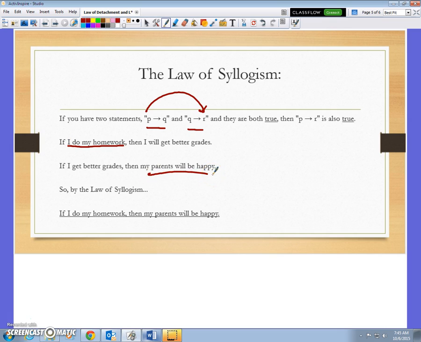It's almost like the transitive property, when A equals B and B equals C, then A has to equal C, way back in algebra. The law of syllogism is similar to that, not the same thing. If this conditional is true and this conditional is true, then we know that the conditional if P then R is true as well. Let's do another example.